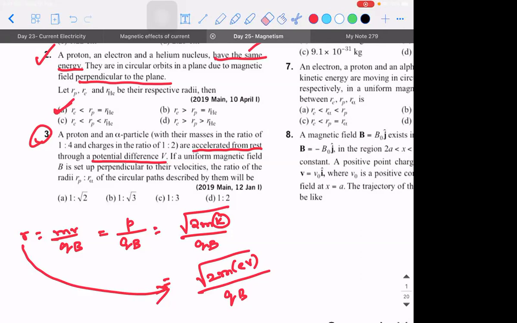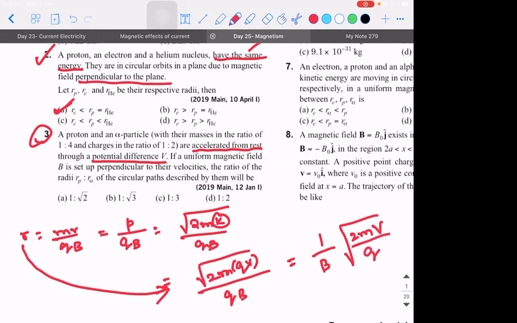Actually, don't write it as EV. EV should be written only for electron. Write it as Q into V, charge multiplied with the potential difference. So what will it be? It is 1 by B into root of 2m into V divided by Q.